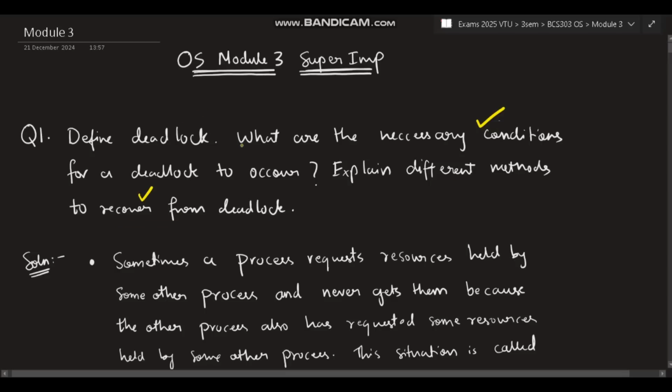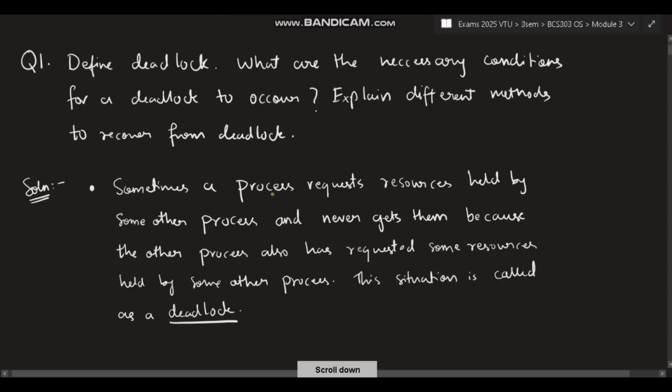Okay, so let's understand what is a deadlock. Sometimes a process requests resources. There is a process P, it requests some resources, like CPU or input output or some data like that. The process will request any of these, and whatever it has requested is held by some other process, which is already using it. The process which requested it never gets them because some other process is using it.